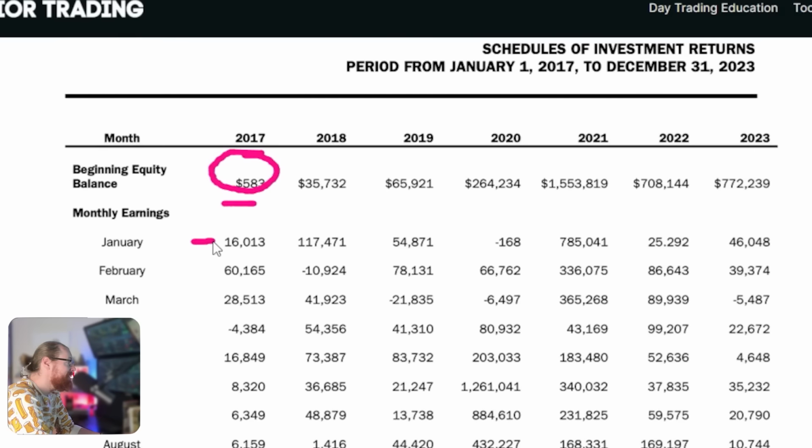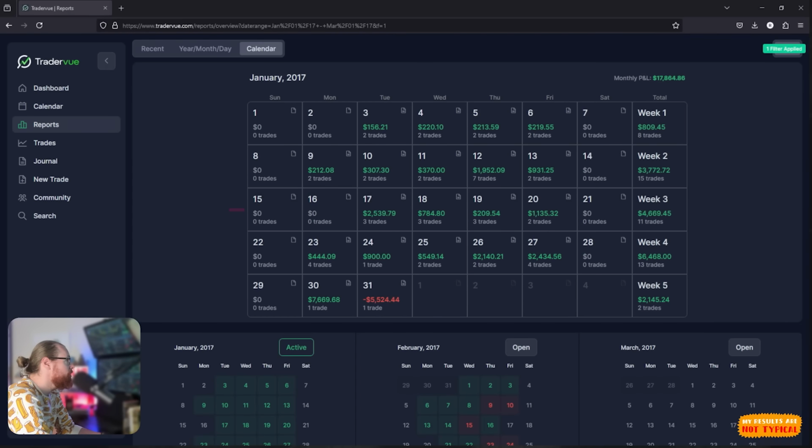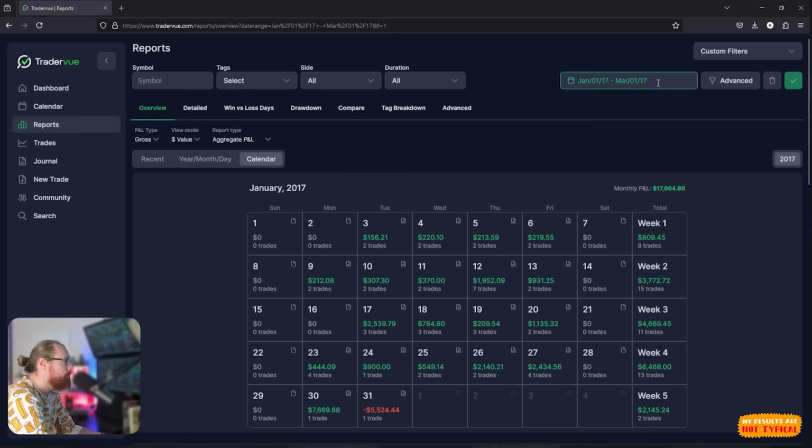And in January, I made $16,000. In February, I made 60 grand. So let's just look here. This is January and February. So it goes to March 1st, but that's fine.